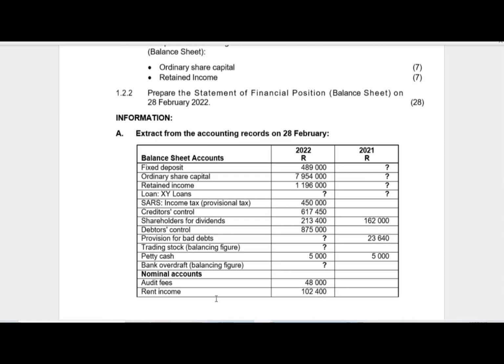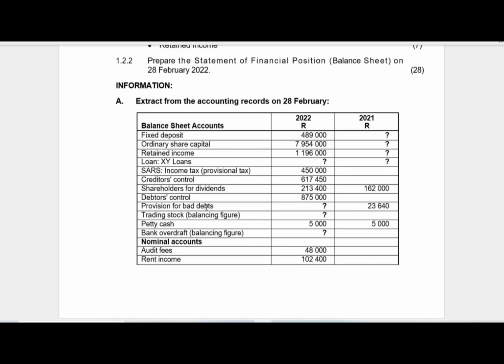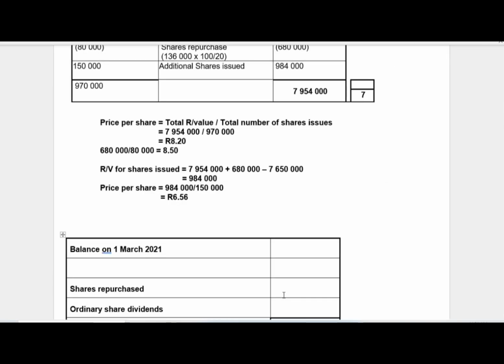And if you've got any questions on the ordinary share capital, let's discuss, let's talk. Just put something on the chat or in the comments. I'll be able to attend to you and engage with you so that you understand better. All right, so I want us to deal with the retained earnings. If you check, they gave you the closing amount of 1,196,000.